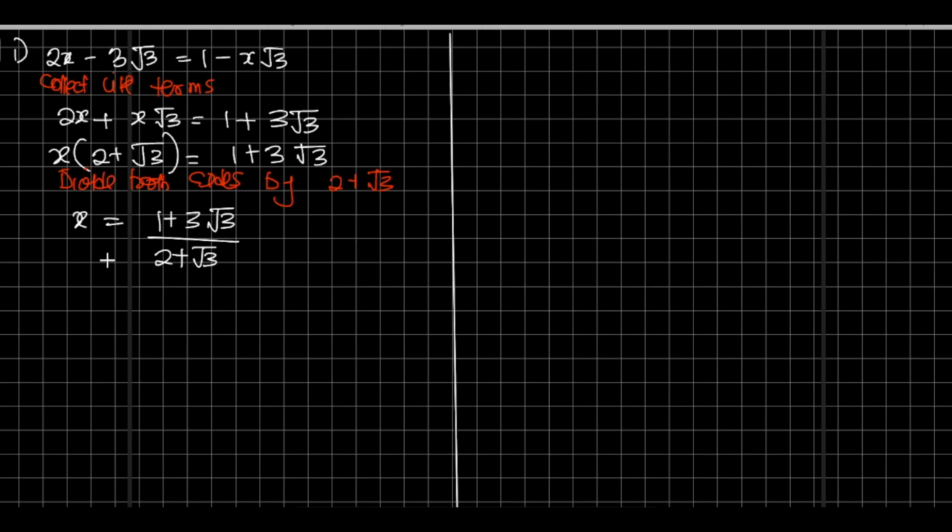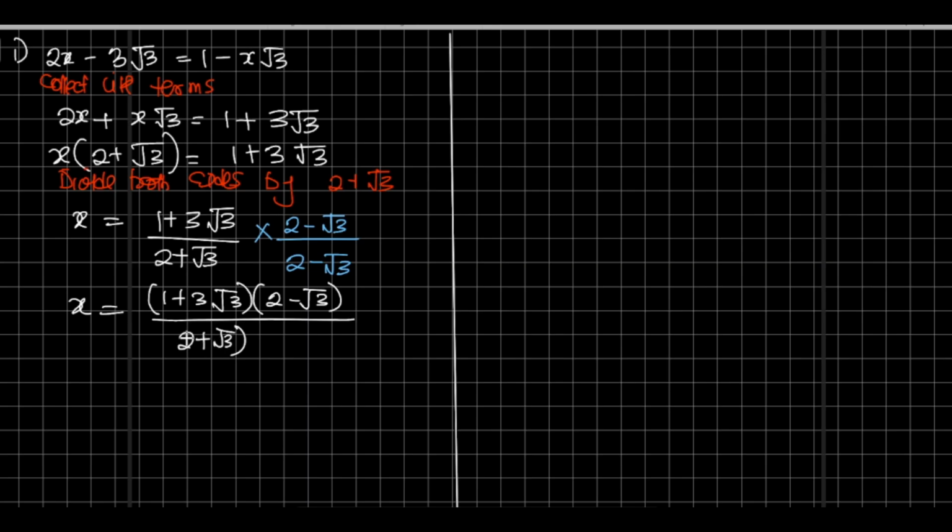Okay, and then we can now start rationalizing the denominator. We have to multiply the numerator and denominator by the conjugate. So that will be 2 minus root 3 all over 2 minus root 3. If we expand this, let's write it out: 1 plus 3 root 3 into 2 minus root 3 all over 2 plus root 3 into 2 minus root 3. So we can now expand the numerator and denominator accordingly.